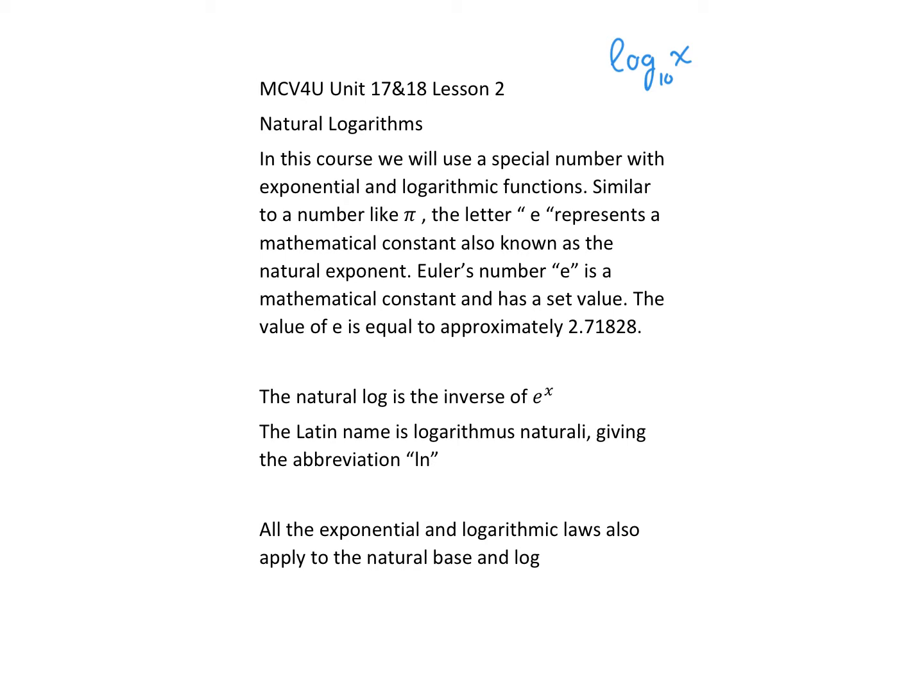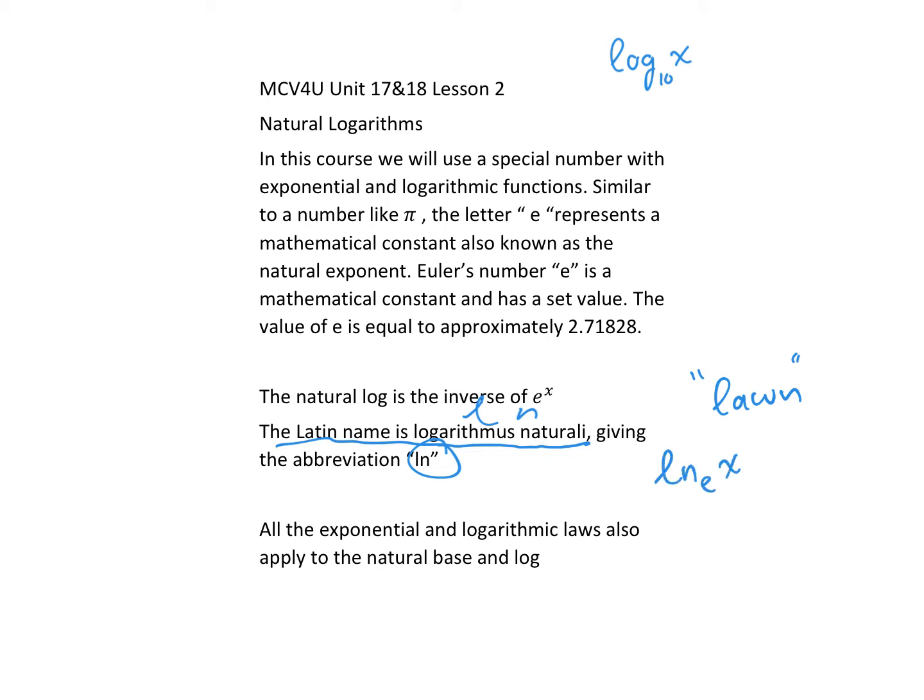And they go by a different name. So instead of using log, we use the abbreviation ln, pronounced "ln". And it is the Latin name for Logarithmus naturali. So that's where the L and the N come from. So we use the ln instead of log. So ln is base e.